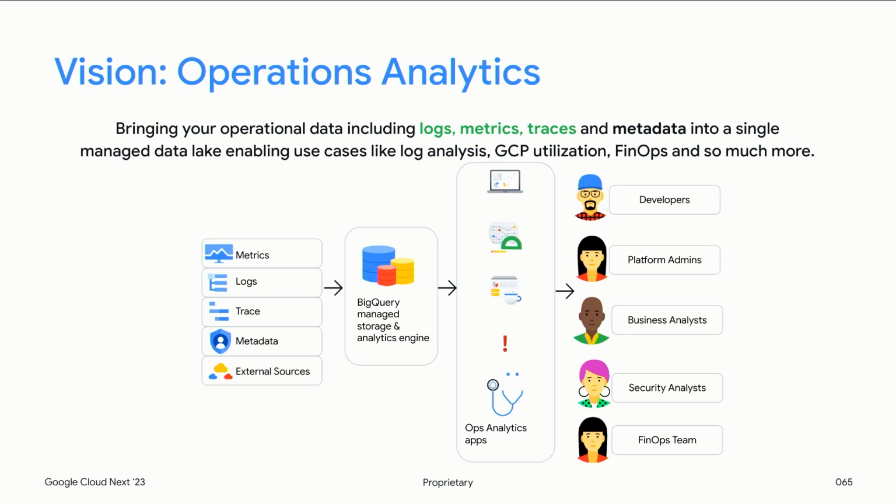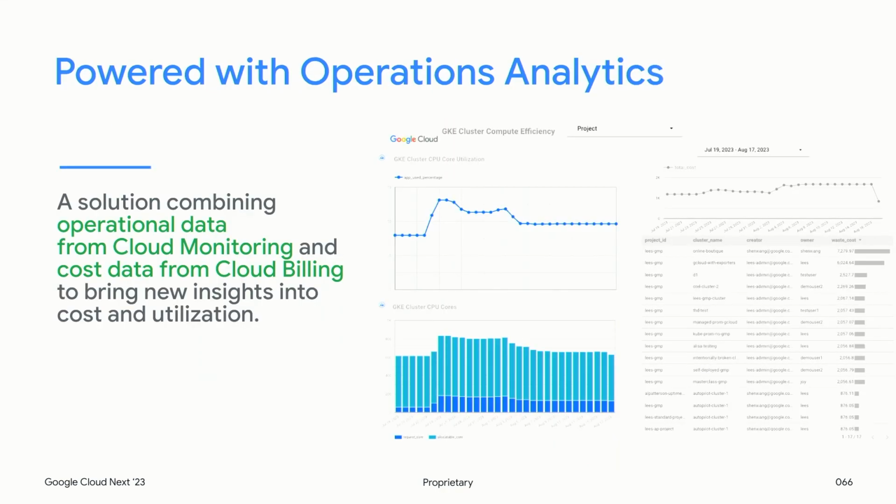An example of how the data lake would look. Say, for example, you could build a report like this, which pretty much combines metrics from your Cloud Monitoring and your billing information from Cloud Billing and generates insights into cost and utilization. FinOps has been a problem for many, many years. This data lake and bringing all your signals into one ecosystem is going to make troubleshooting a lot easier.